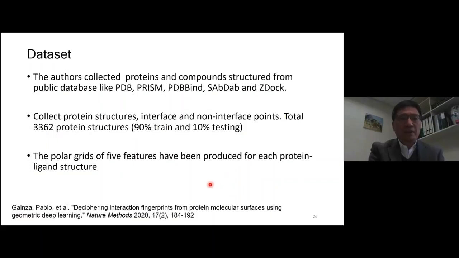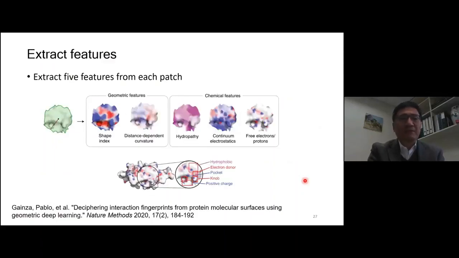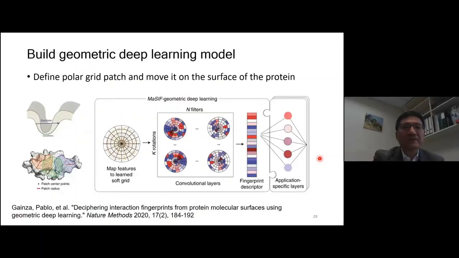So the polar grids of the 5 features have been produced for each protein ligand structure. We extract the 5 features from each, for example, from shape, from the distance curves, hydropathy. So these are the chemical features and electrostatics, free electrons and protons and so on. Then we can build a geometric deep learning model to define the polar grid patch and move it on the surface of the protein.